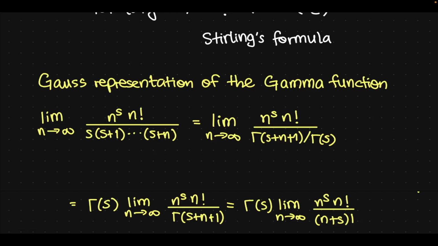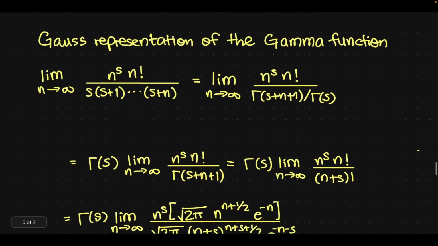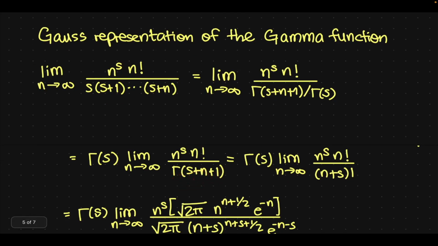So the limit as n goes to infinity of n^s n factorial over, we can write the denominator as gamma of s plus n plus 1 divided by gamma of s, equals gamma of s times, it goes in the numerator, the limit as n goes to infinity of n^s n factorial over gamma of s plus n plus 1, which we can write the gamma of s plus n plus 1 as (n plus s) factorial. The numerator is the same.